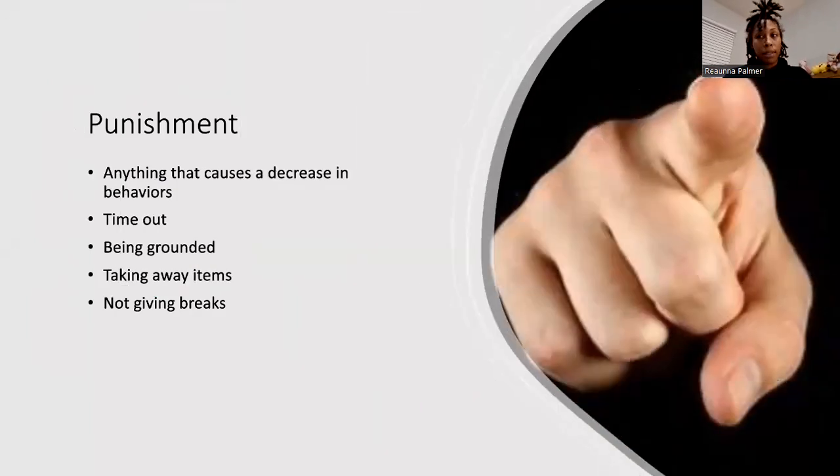Punishment, this is something that we don't really want. It's anything that causes a decrease in behavior. So this could be timeout, being grounded, taking away items, or not honoring breaks. We never want to do anything that's going to decrease these behaviors. We always want to jump to positive or negative reinforcement first.